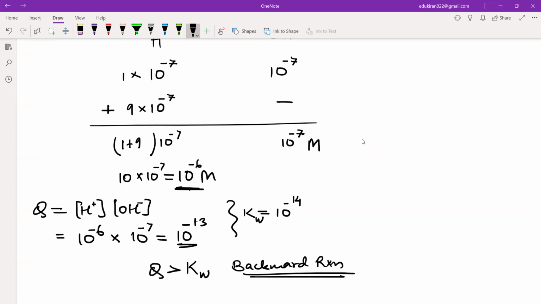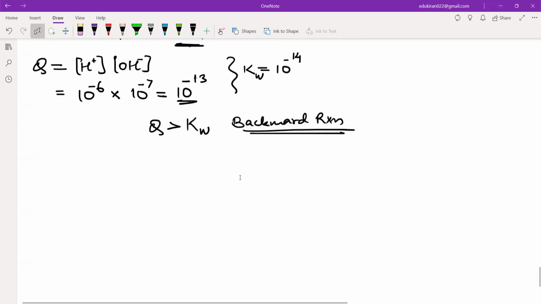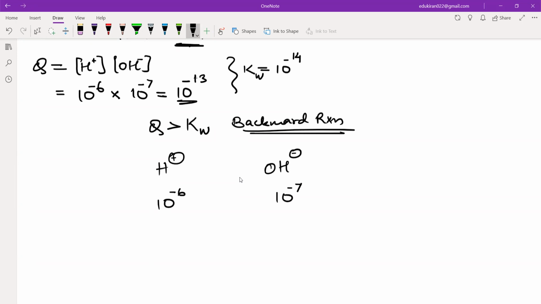Now we have to see how much change will be there. Okay. Now, please listen. Don't write. We have again H plus and OH negative. Now we will take that the concentration of H plus is 10 to the power minus 6, OH negative is 10 to the power minus 7. Reaction is going backwards, right? So reaction is going backward this side.